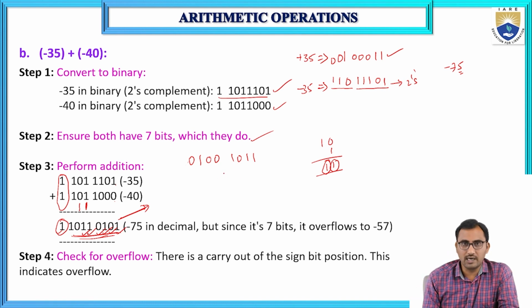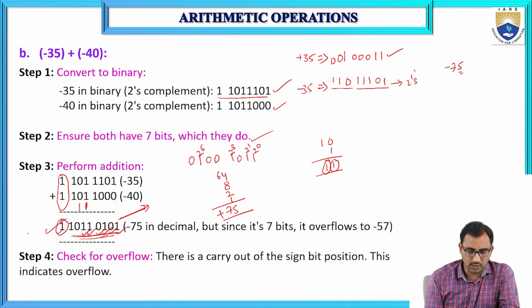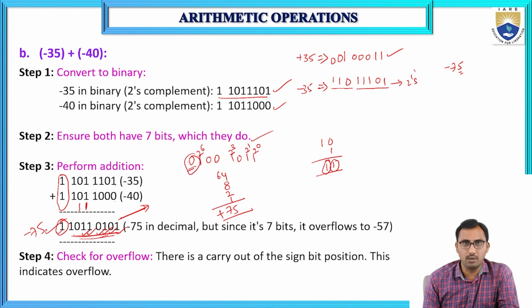So what is its equivalent decimal value? 2 power 0, 2 power 1, 2 power 3, 4, 5, 6, 2 power 6. Okay. So already we have seen 2 power 6 means 64, 2 power 3 is 8, 2 power 1 is 2, 2 power 0 is 1. So total 75. Okay, so this is plus 75. So this is a negative 75. See, here the MSB is 0 because it is a positive number. But here it is a 1, it is a negative number. So we got minus 75 as the result.